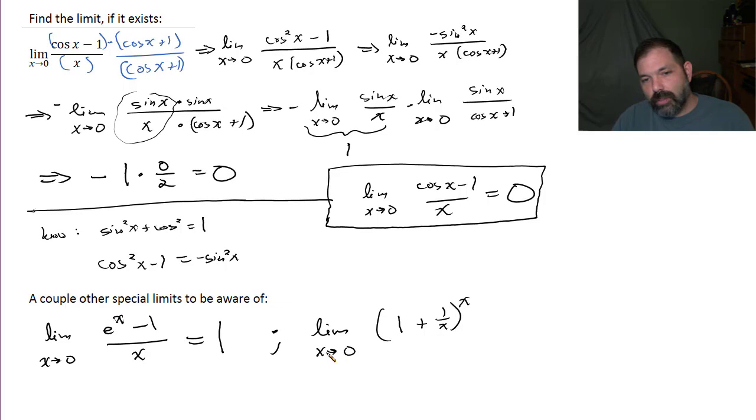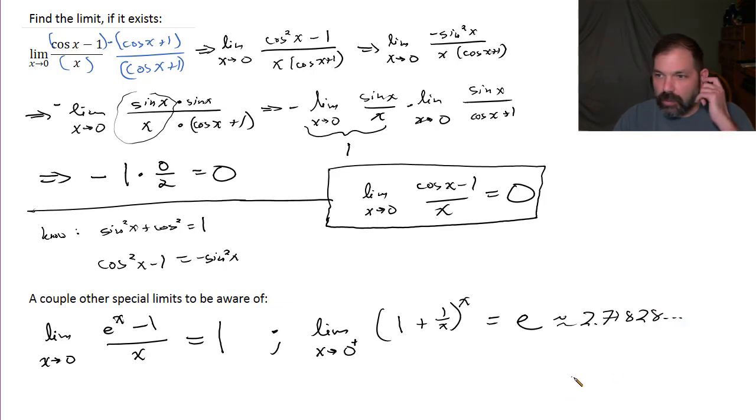Actually, we should say x approaches 0 from the right. We should be a little bit more careful there. This limit is actually the definition of the Euler number, e, which is approximately 2.71828. So there's a couple special limits to be aware of.